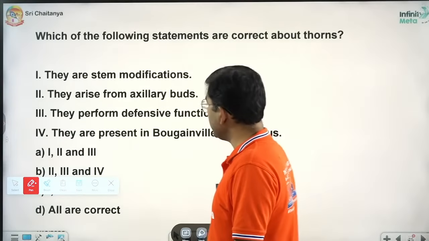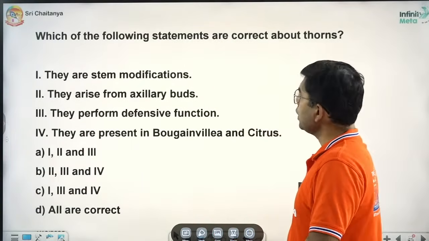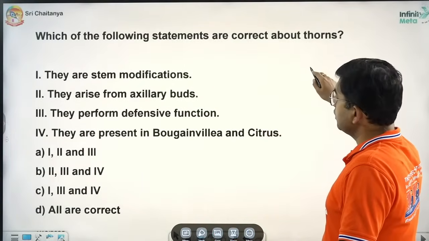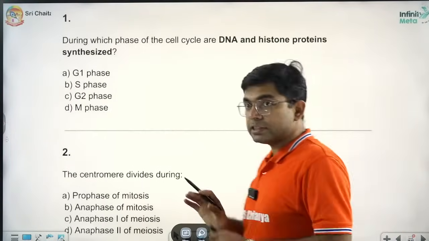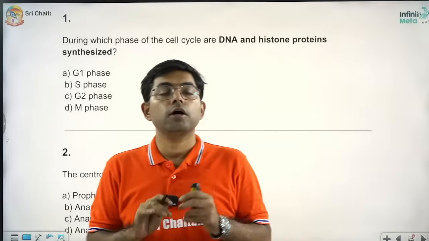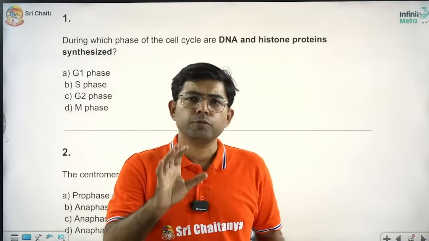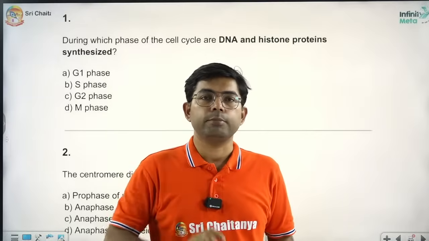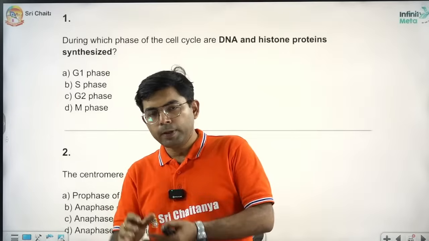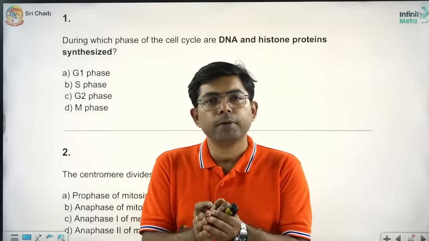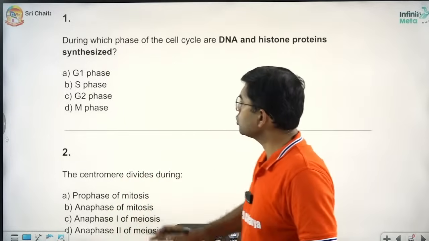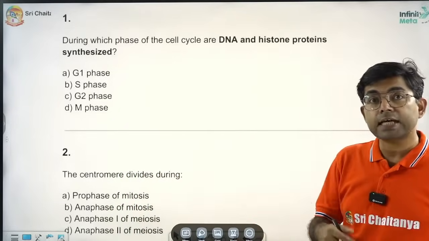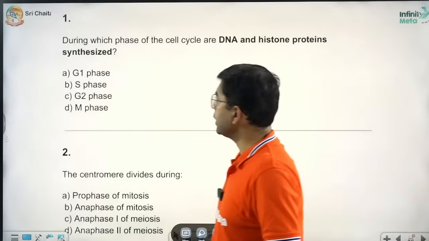Now moving ahead, next. So this was all about the morphology. Mainly I have covered the section root and stem. Similarly, go back and revise the leaf part, flower part, and other parts also. Now coming to the cell cycle, a very important part.